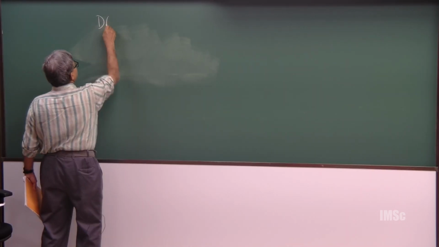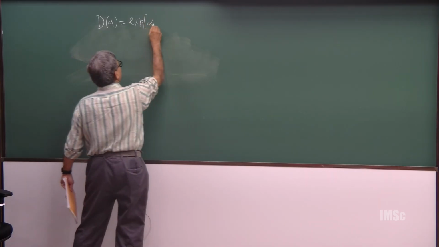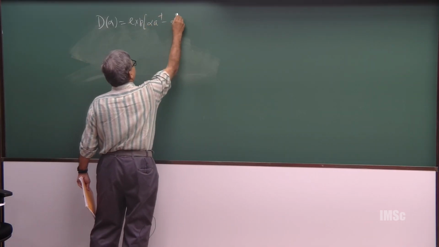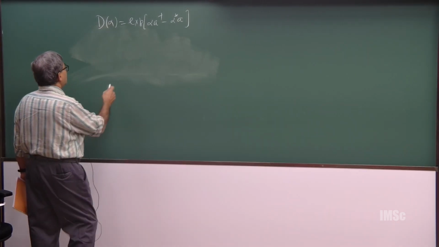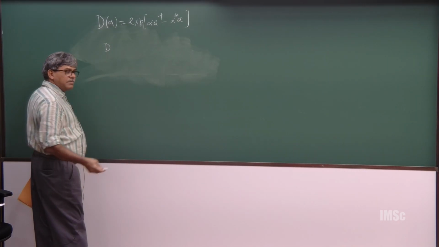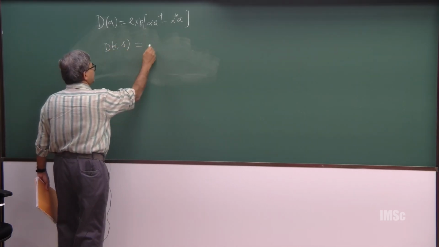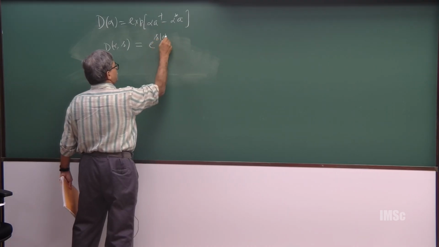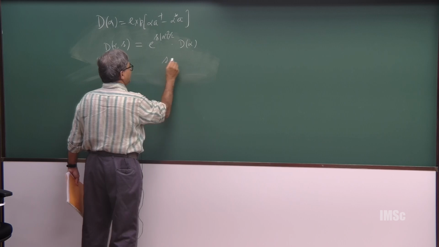So, displacement operator, you know that this is exponential of alpha A dagger minus alpha star A, where A and A dagger are the annihilation and creation operator. Alpha is a complex number. And then we introduce this S parameterized displacement operator. This is actually not displacement, which is e to the power S mod alpha square by 2 into D of alpha. So, S is a complex number.